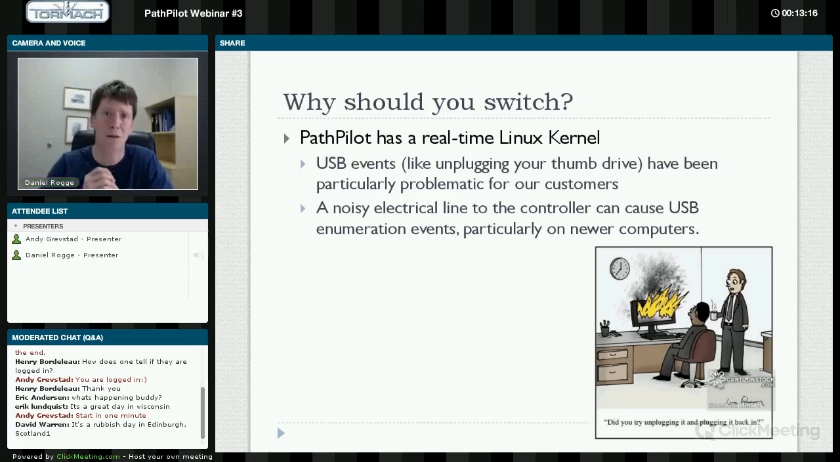And unfortunately, with newer computer architecture, computers made in the last couple of years, just a bad noisy power supply to the computer can cause spurious USB enumeration events. So, you know, if anyone's gotten a service bulletin on electrical noise and USB issues, that's something we've been struggling with for a while with our old Windows-based system, and it's a thing of the past. PathPilot handles this perfectly. I was going to say much better, but unplugging a USB stick while running G-code has no bad effects with PathPilot, so that's a big win.